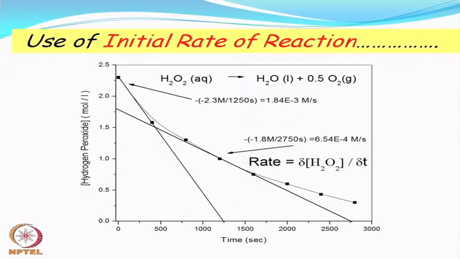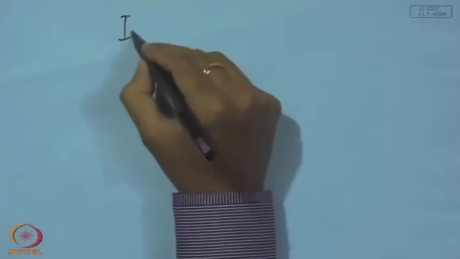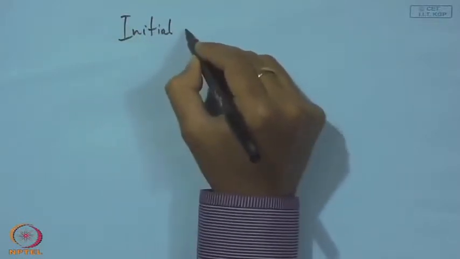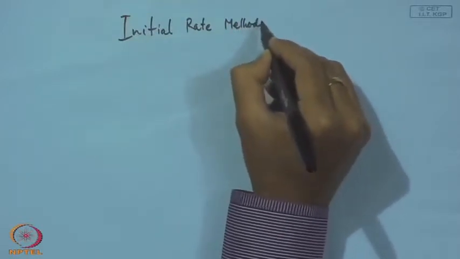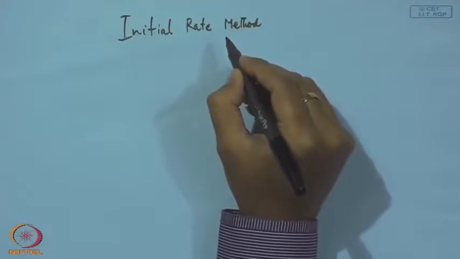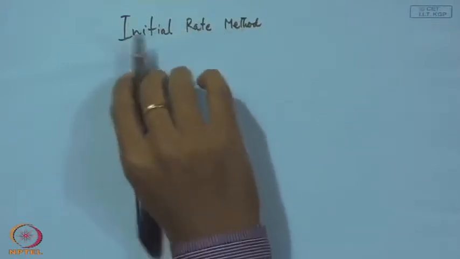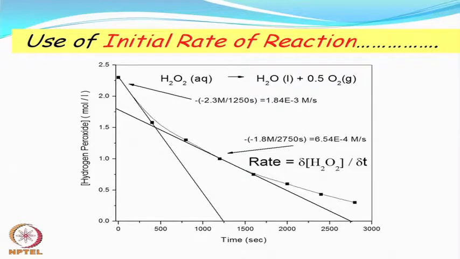Now, there is another method which is called the initial rate method, to find out the rate of reaction. Now, let us look into this slide, where we are using the same reaction, that is H2O2 aqueous producing H2O liquid and 0.5 O2 gas. And this is the concentration of hydrogen peroxide as a function of time.